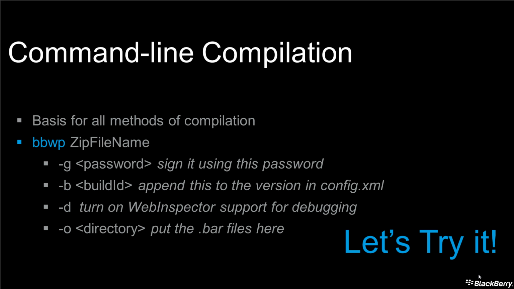So let's look at using the command line. This is the tool that all the other methods depend on. The command is bbwp, and it's in the WebWorks SDK main directory. By default, you pass in the file name of a zip file or the name of a directory with your application code in it. Additionally, you pass in some parameters to sign the application, append a build ID to the version, turn on Web Inspector, or put the output files in a new location. So let's see an example of doing that.